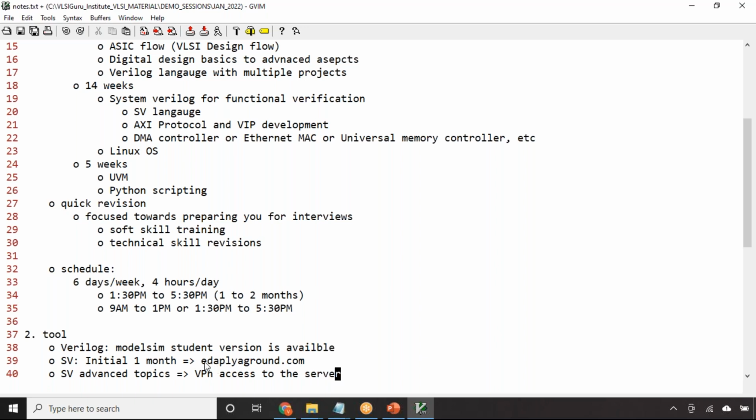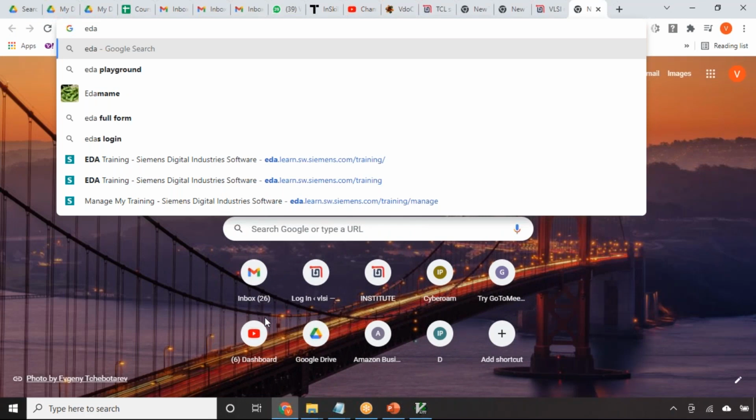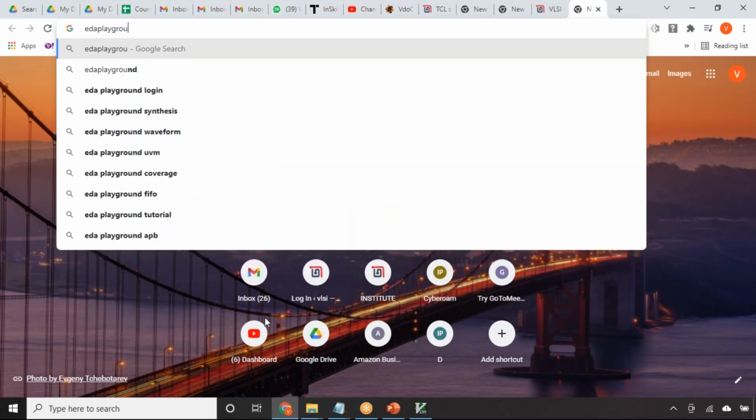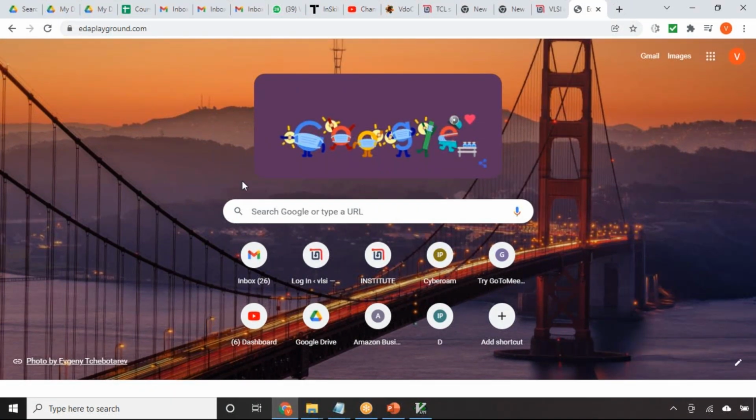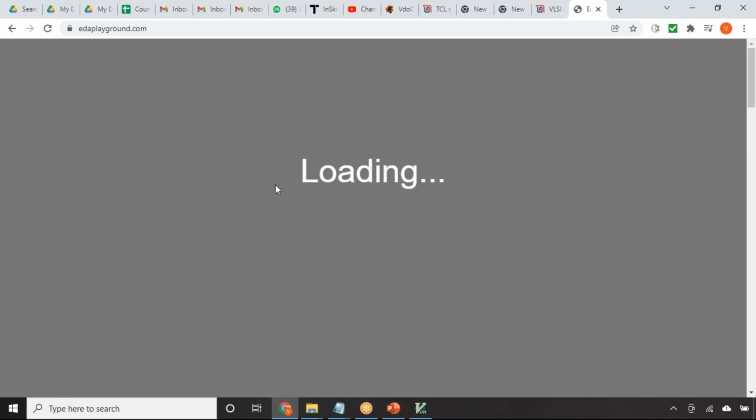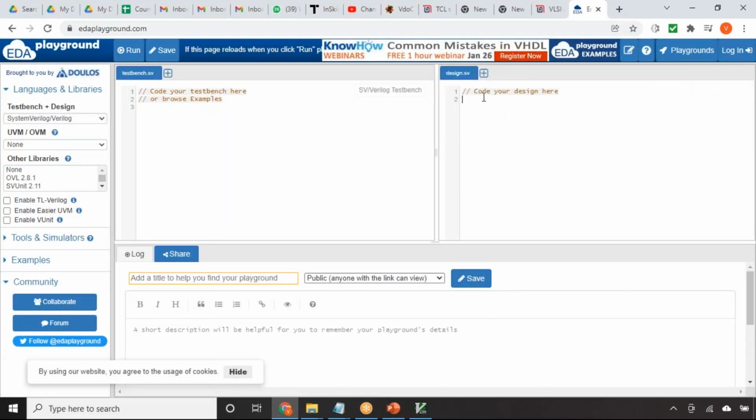But when you go to an interview, they will ask you to do things in EDA Playground because there won't be any tool available. They will ask you to open the internet browser, open your EDA Playground, and right here they will ask you to develop the Verilog code. Here you develop the design and here you develop the testbench. Some of you might be new to this EDA Playground, and you might be wondering what I am talking about here.